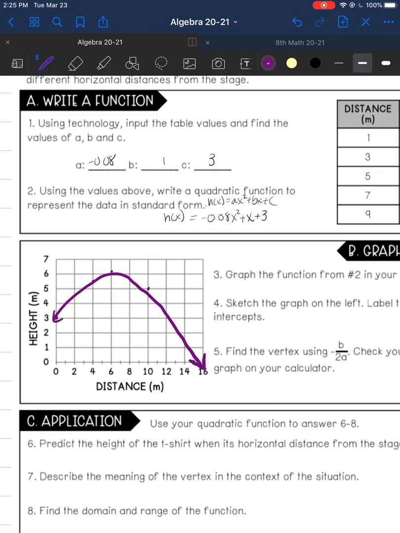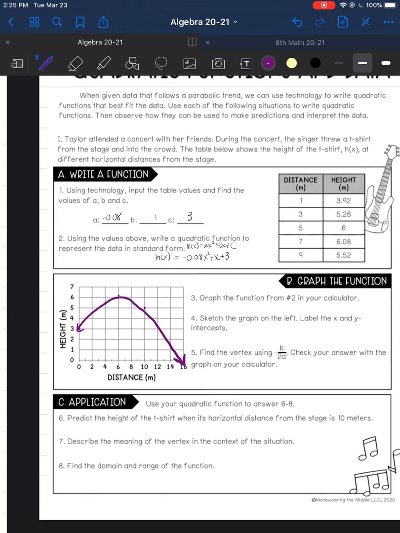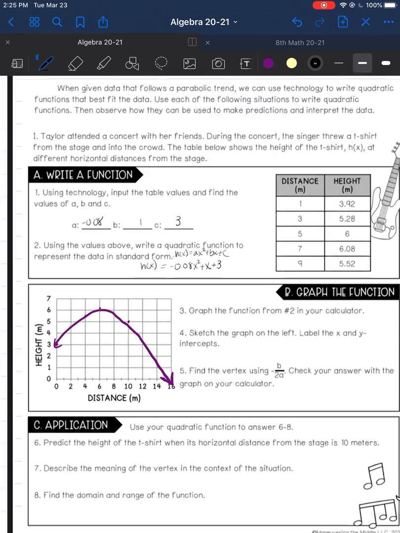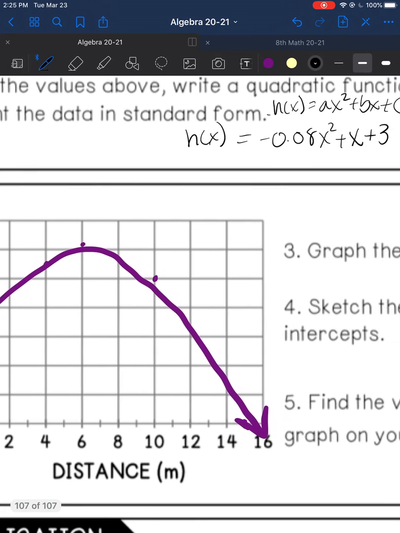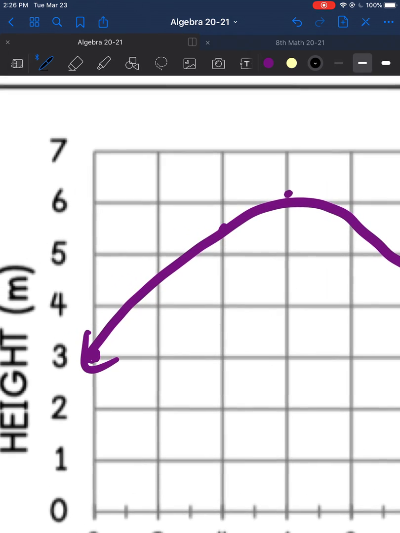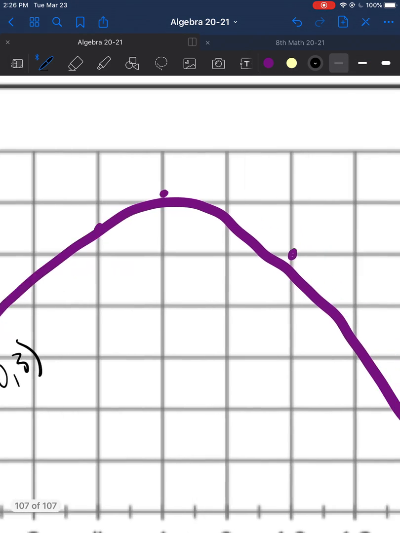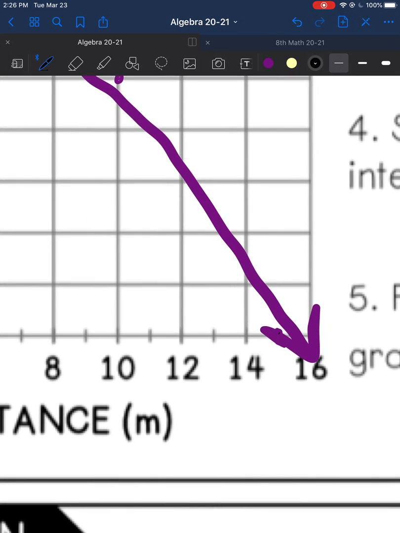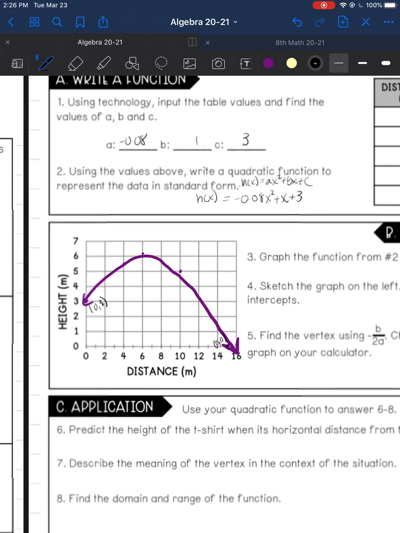So we're going to label the x and y intercepts. The x-intercept is where it crosses the x-axis, y-intercept is where it crosses the y-axis. So 0, 3, and 15, 0. It's supposed to be there. I didn't do a very good job of drawing it.